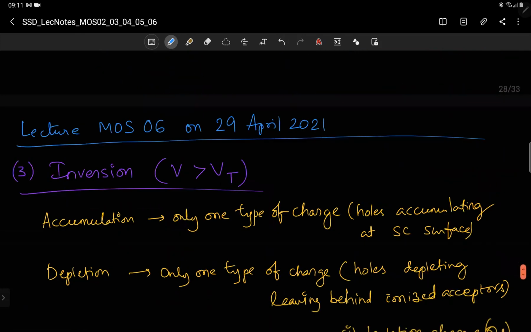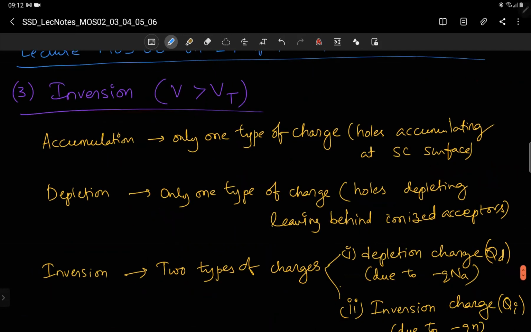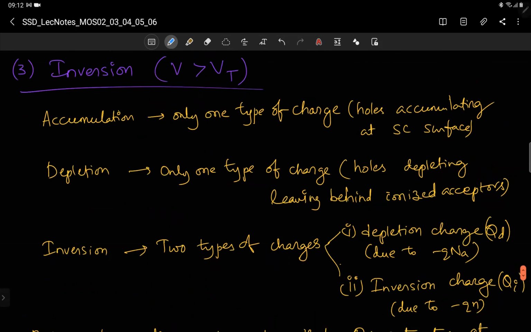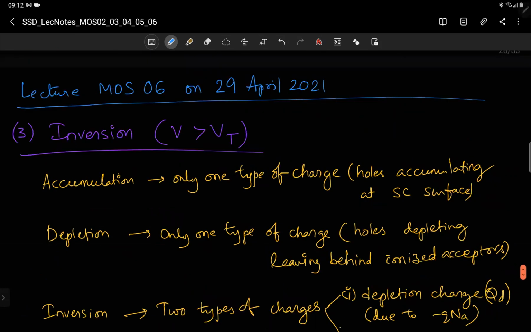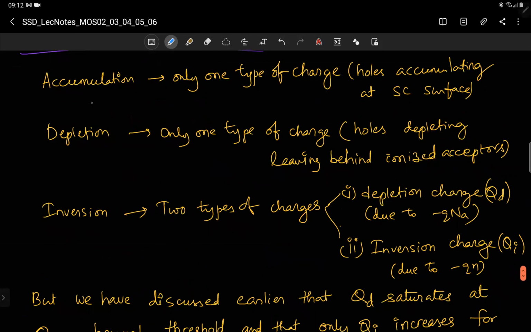Inversion regime of operation, that is V greater than VT. This is the sixth lecture in MOS. So we have three regimes of operation. One is accumulation. Only one type of charge is there in accumulation, that is holes accumulating at the semiconductor surface, a positive charge. We call it accumulation because hole is the majority carrier and holes are accumulating.